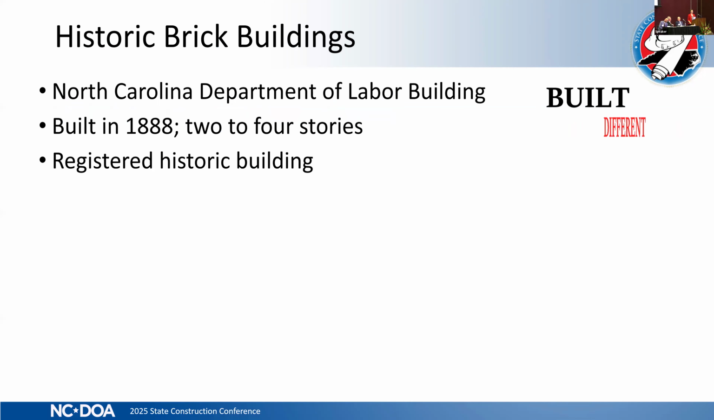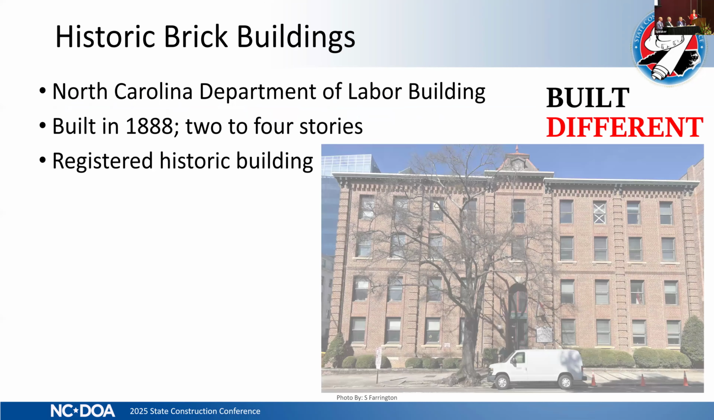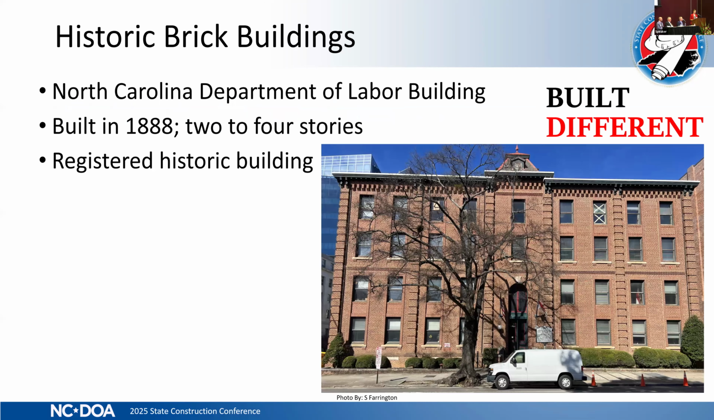I wish we knew that historic brick buildings were built different, whether that's due to older construction methods, different functionality of materials used back then, or even just due to previous renovations, like the North Carolina Department of Labor building. This is a North Carolina registered historic building. It was built in 1888 and has undergone multiple renovations over the years. This building used to only be 2 stories. Well, how does that happen?